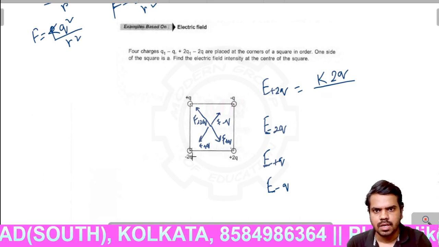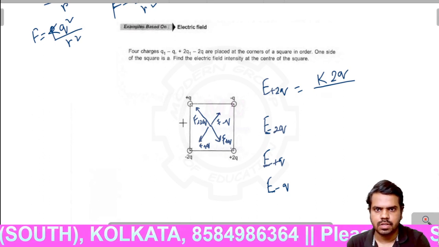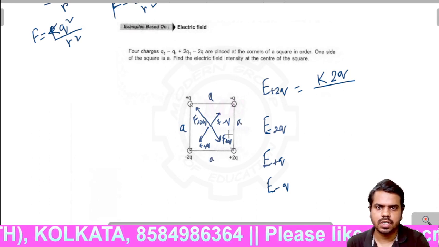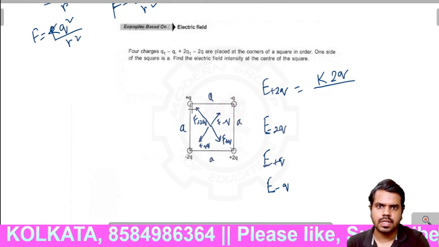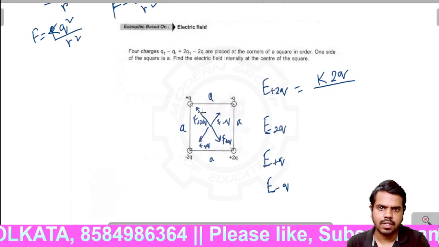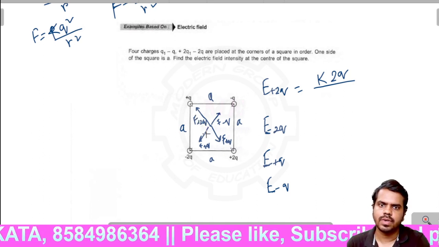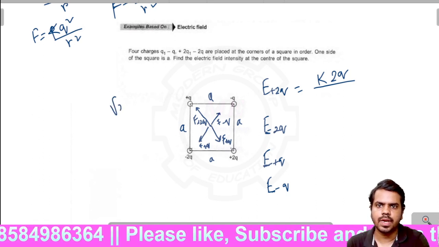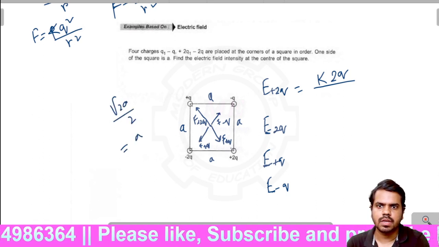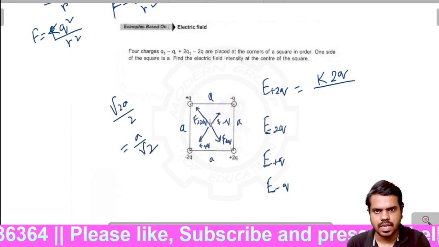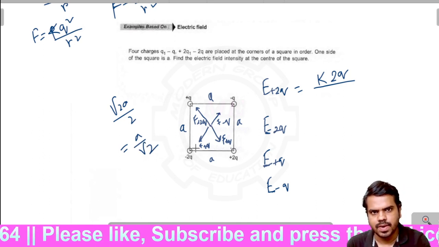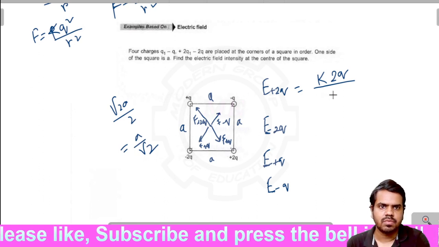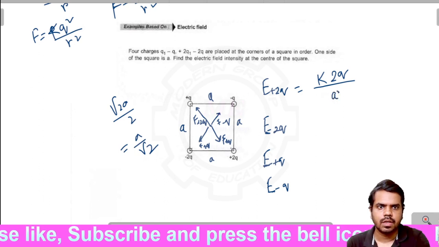R means here, this is A, this is A. It is already told in the question. So the diagonal will be root over a square plus a square, root 2a. So this is a by root 2, root 2a by 2, root 2a by 2. That means this line from the center to this charge is a by root 2. So all the distances are the same. So this is a by root 2 whole square, that means a square by 2.